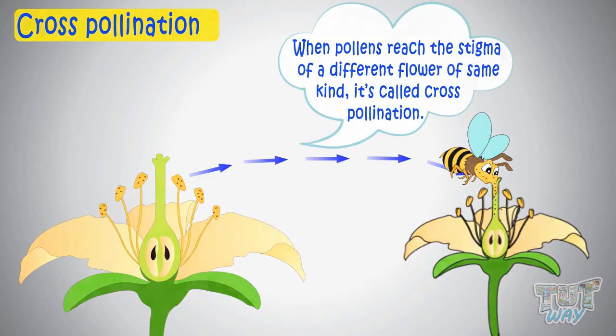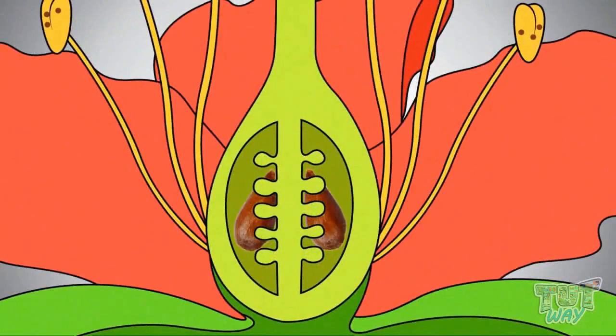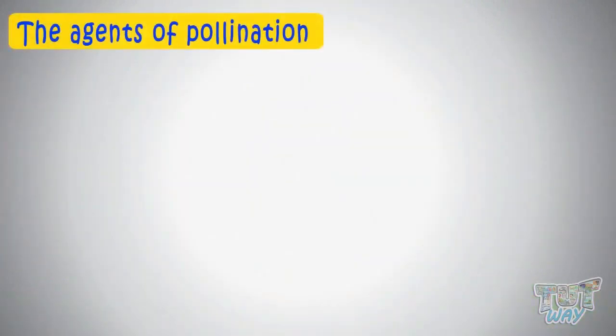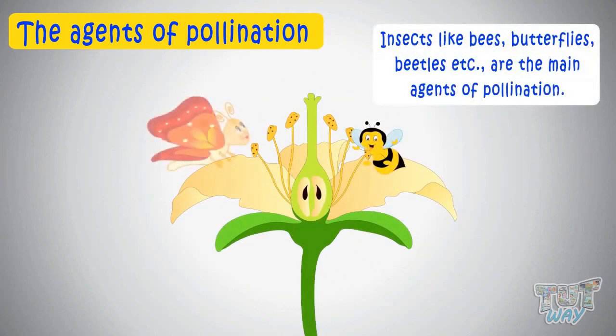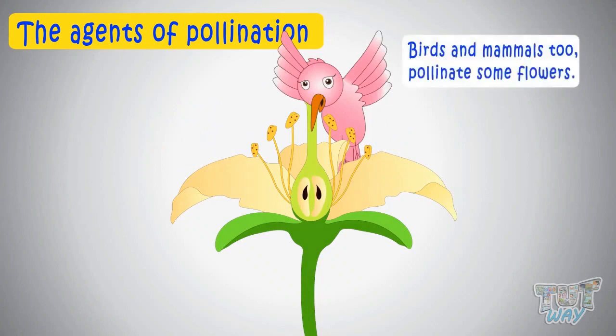So kids, now we know what fertilization is and what pollination is. Now we will learn about different agents of pollination. If the pollen grains are transferred to the same flower or to another flower of the same plant, it's called self-pollination. And if the pollen grains are transferred to the flower of another plant, it's called cross-pollination. That's the simple definition of self-pollination and cross-pollination.